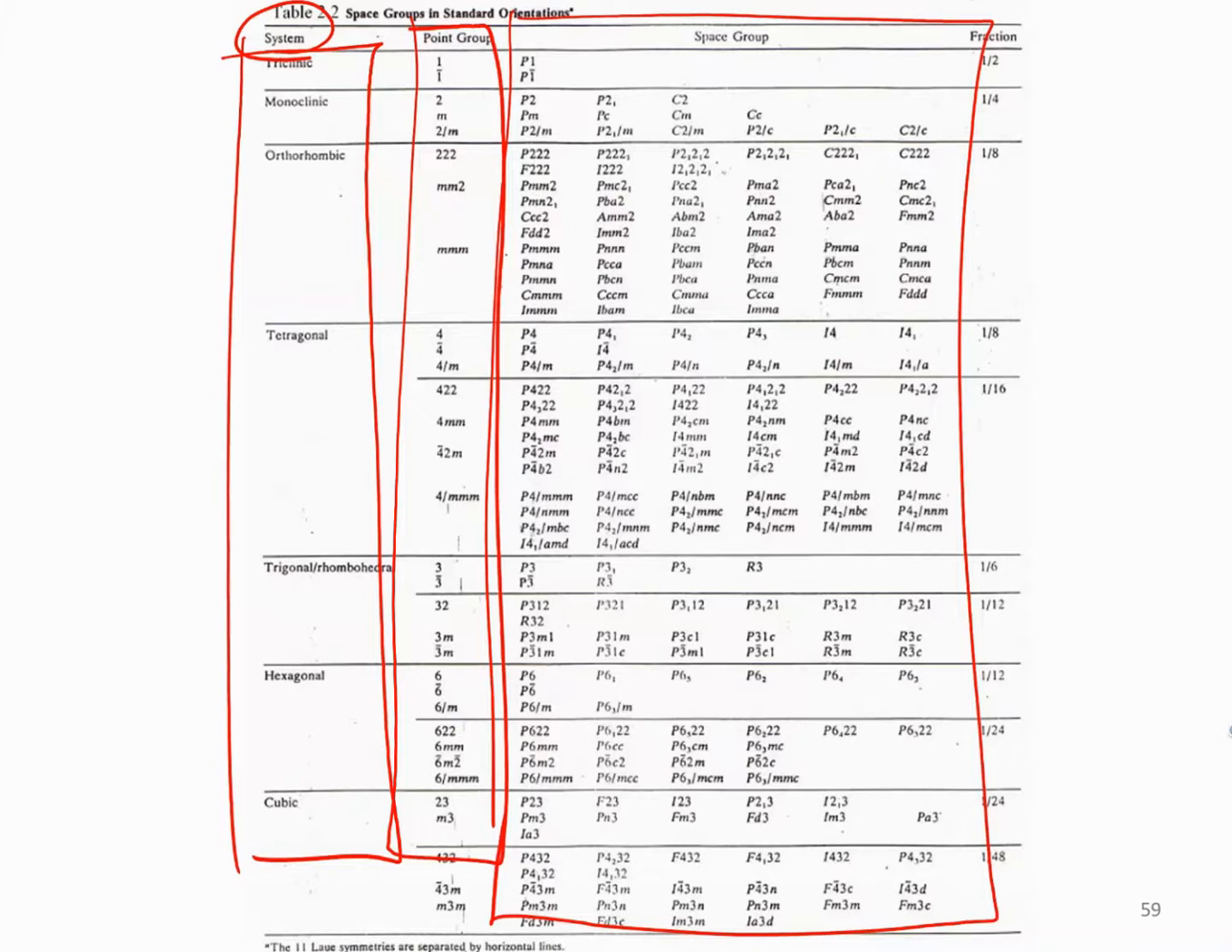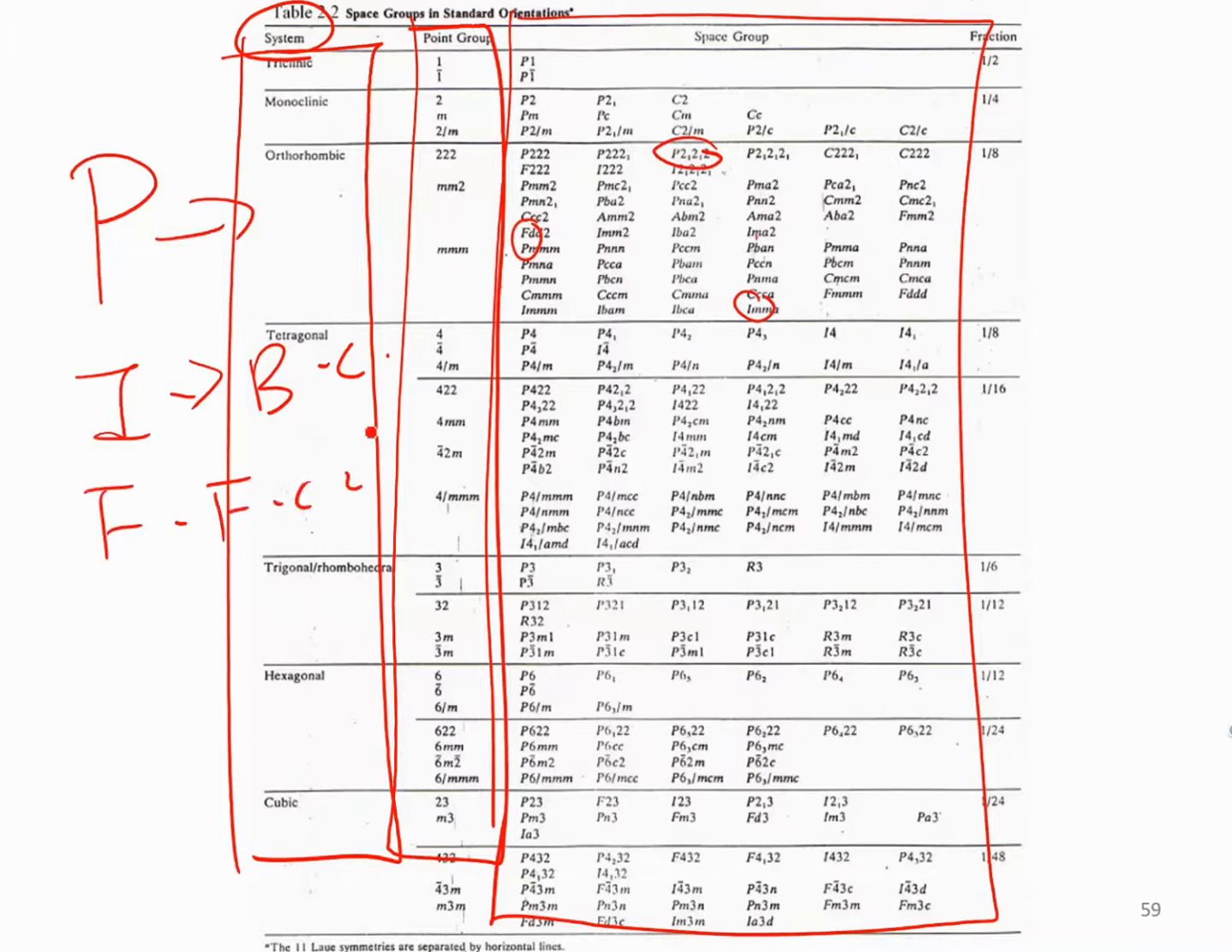Okay, you may be very confused about what all these symbols mean. For this one, you can see that the first symbol always represents the lattice type. P means primitive. Then we have I. I means body centered. F means face centered. And then we also have A, B, C.